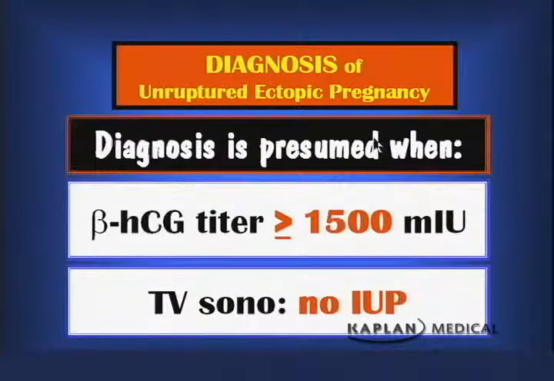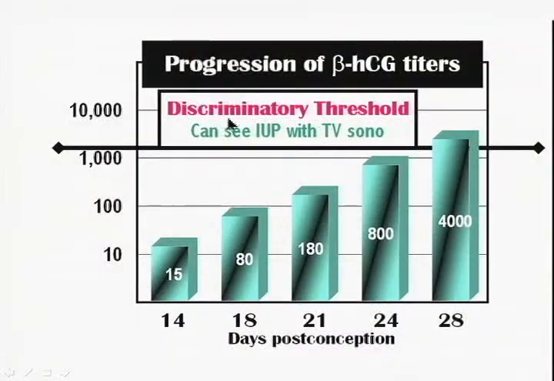Where is it? I don't know. The most common place is in the tube, but all I know is it's not where it should be, which is in the uterine cavity. The 1,500 beta-HCG international units is called the discriminatory threshold.